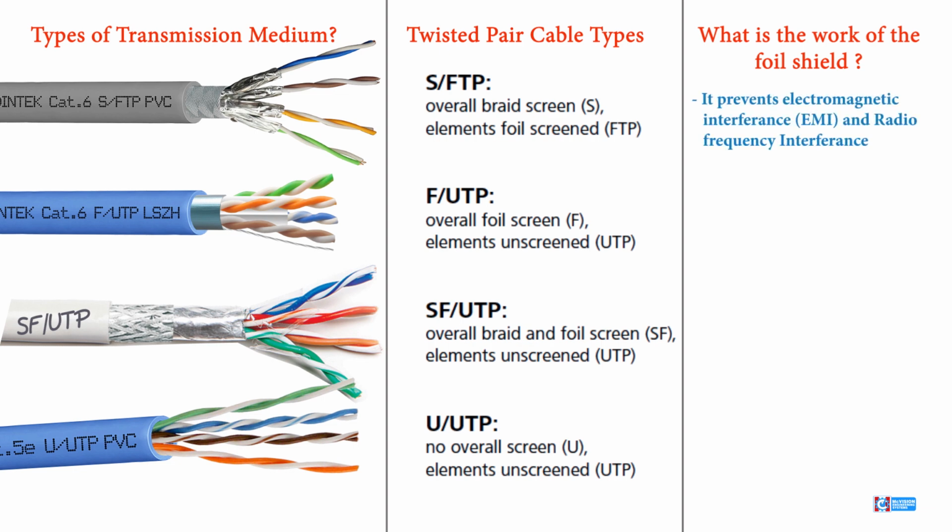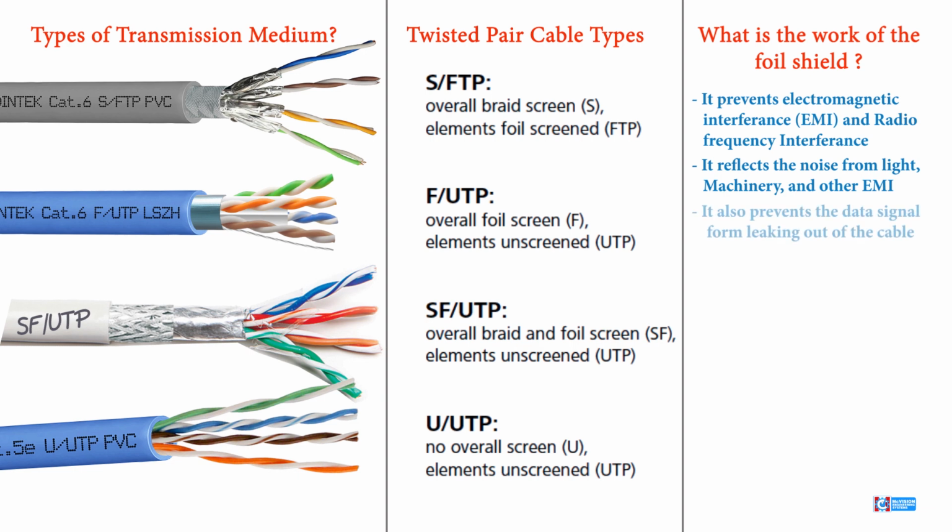The foil shield acts as a barrier, preventing electromagnetic interference and radio frequency interference from coupling onto the twisted pairs from adjacent cables. In effect, it reflects the noise or interference from lights, machinery, and other sources of electromagnetic interference, as well as radio frequency interference from cell phones and wireless access points. In addition, the foil shield prevents data signals from leaking out of the cable.